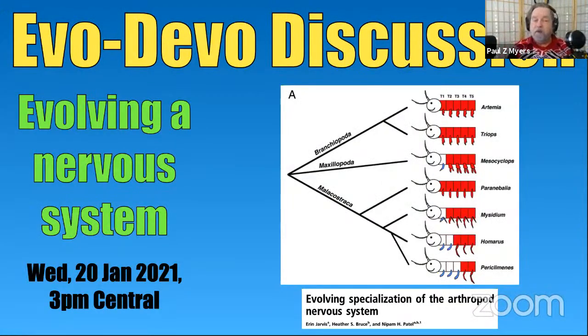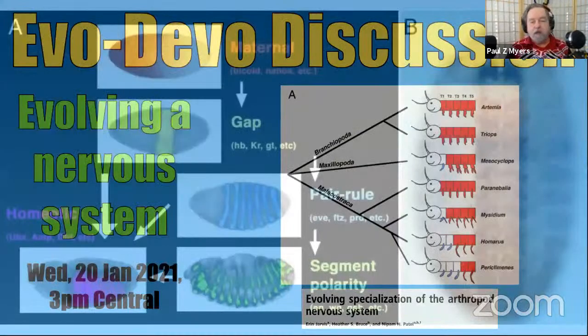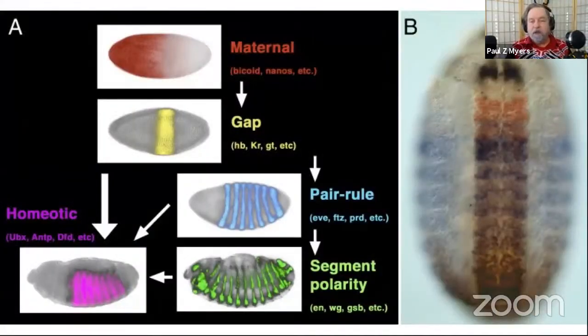So what I'm talking about is some cool stuff on comparative development of the nervous system. This is work that builds on a familiar story. What we're looking at here is staining for the early gene expression in Drosophila. In this little diagram there's a hierarchy of genes that are switched on to turn on positional features in the embryo.